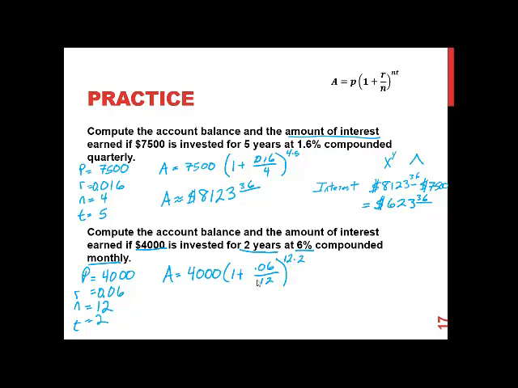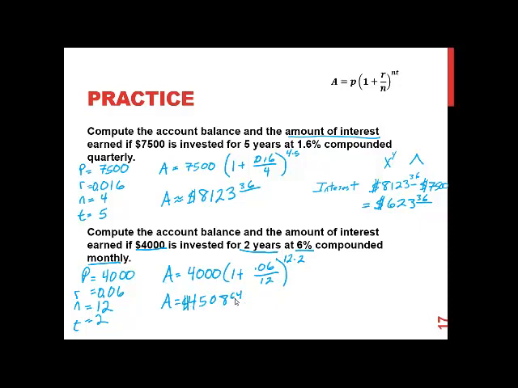Again, if you're doing this in a calculator a step at a time, 0.06 divided by 12 equals, plus 1 equals, raised to the 24th equals. And that's the amount we're going to multiply by 4,000 to figure out the amount accrued. And your total account balance at the end of those 2 years is $4,508.64.